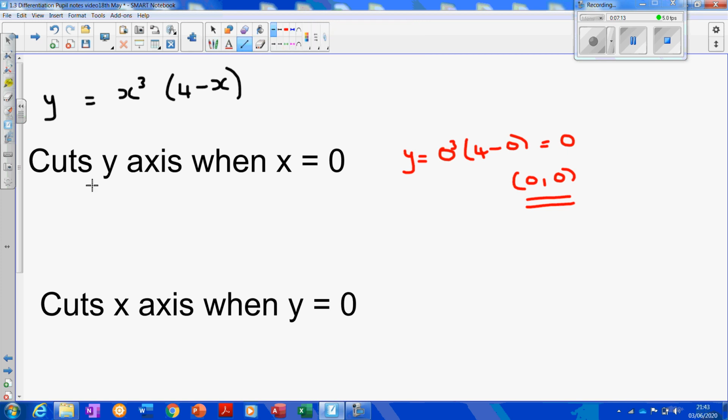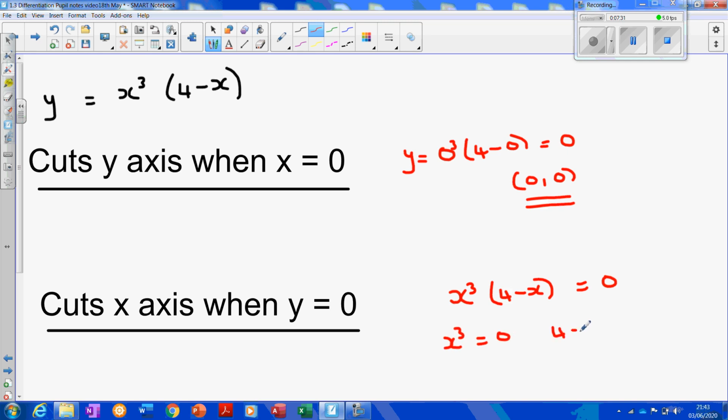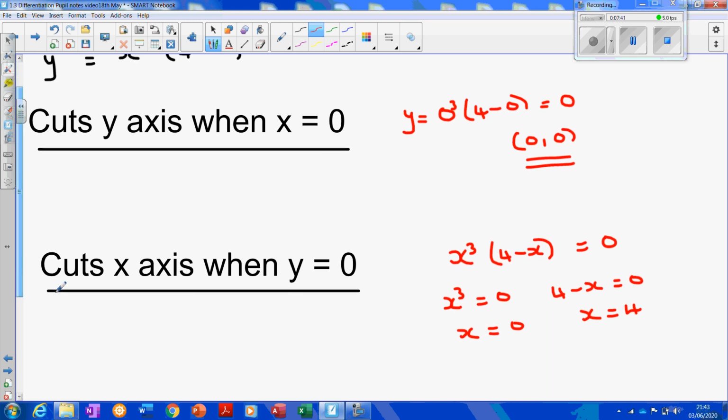Right, where it cuts the x-axis, and this is where it's already factorised, don't multiply out the bracket. So when y is nothing, we'll get x to the power of 3 times 4 minus x is equal to 0. So either x to the power of 3 equals 0, or 4 minus x equals 0. That would give you x equal to 0, and that would give you x equal to 4. So it's cutting at 2 points, the point 0, 0, and the point 4, 0.